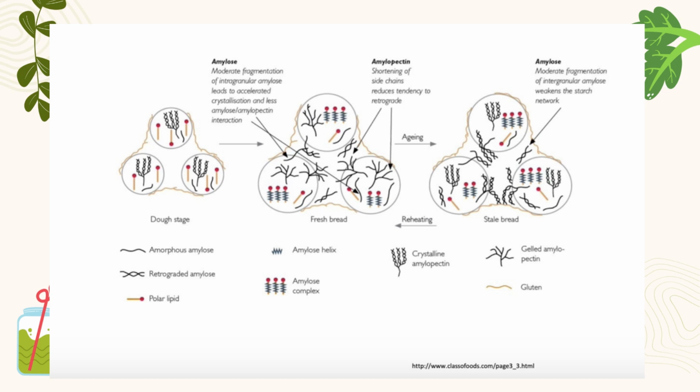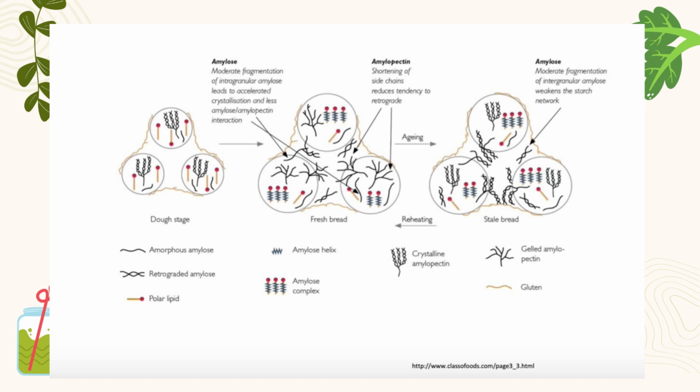There is formation of retrograded amylose and gelled amylopectin that are leaching out from the starch granules. Amylose complex is formed between amylose helix and polar lipid that contributes to the sensory properties of fresh bread that has the crunchiness on the outside part and soft inside.